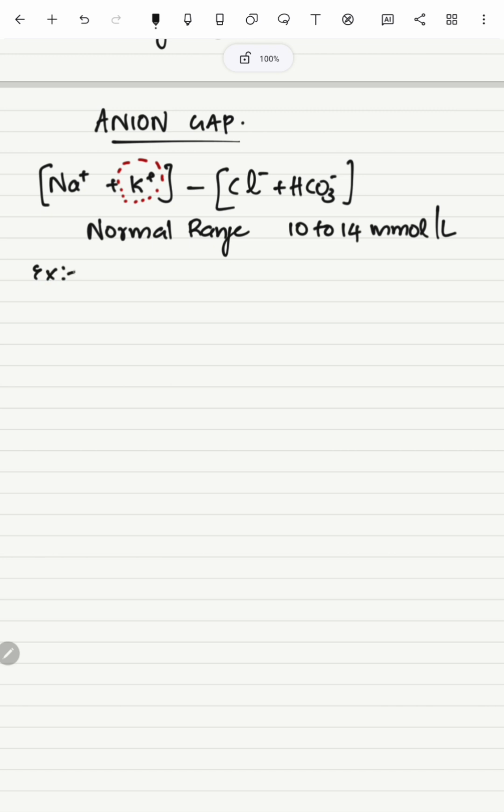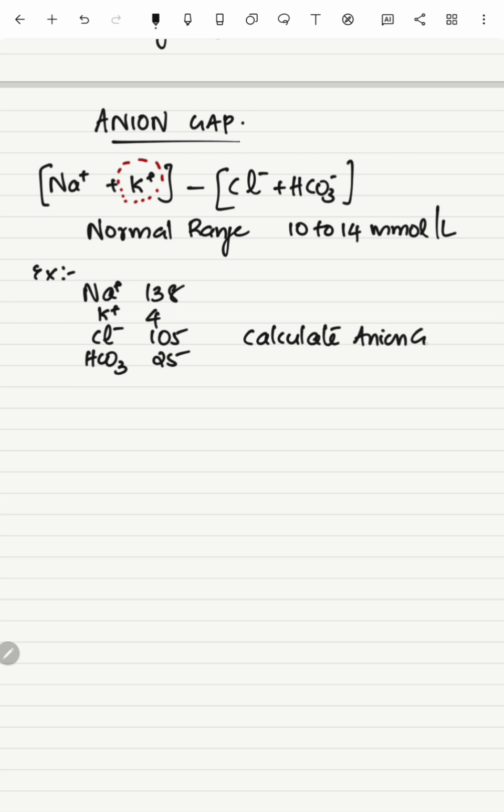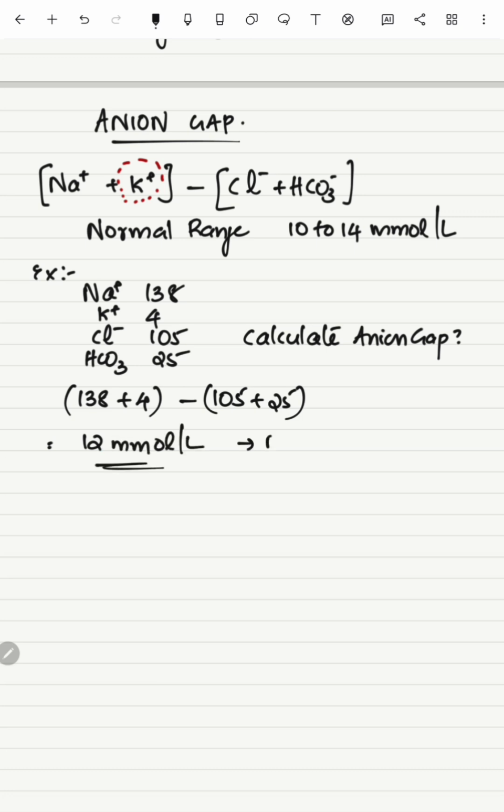So anion gap indicates the concentration of unmeasured anions. What are the unmeasured anions? Protein anions, sulfates, phosphates, and other organic anions like lactate or acetoacetate. So this is one example where all the electrolyte values are given and we have to calculate the anion gap. We apply the equation: 138 plus 4 minus 105 plus 25. You will get 12 millimole per liter, within the reference range.